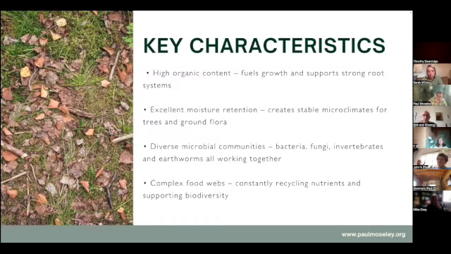Okay, so some of the key characteristics of woodland soils. Very, very high in organic content. So again, all of those things that are falling off, they don't just disappear. You'll see it all of the time as you're walking around. Even from the last autumn, you'll see leaves, you'll see sticks, and you'll see them break down over time. But a healthy woodland will always have litter.